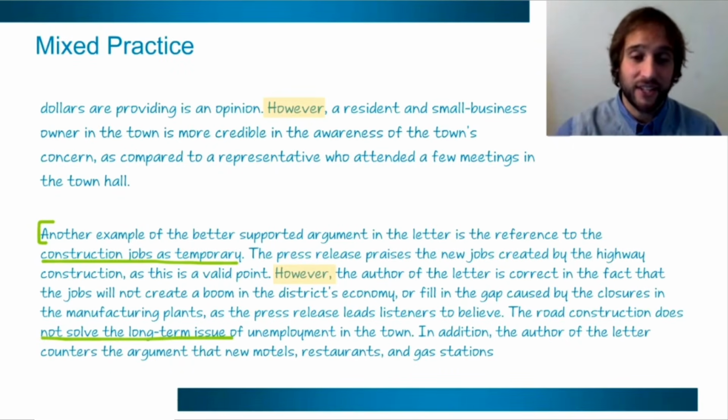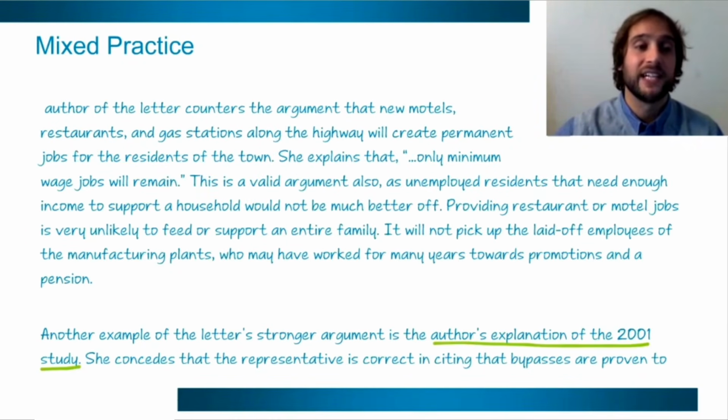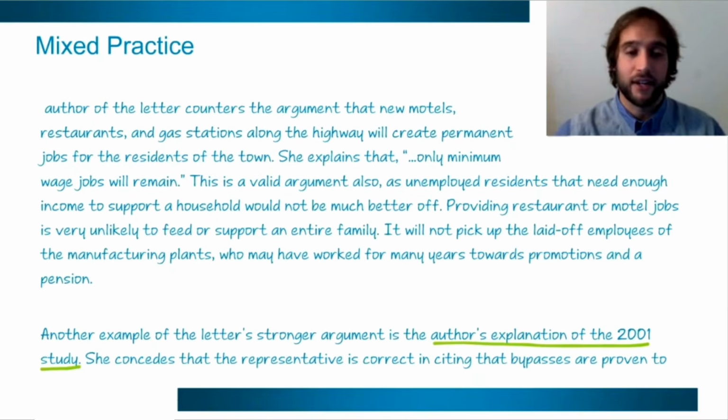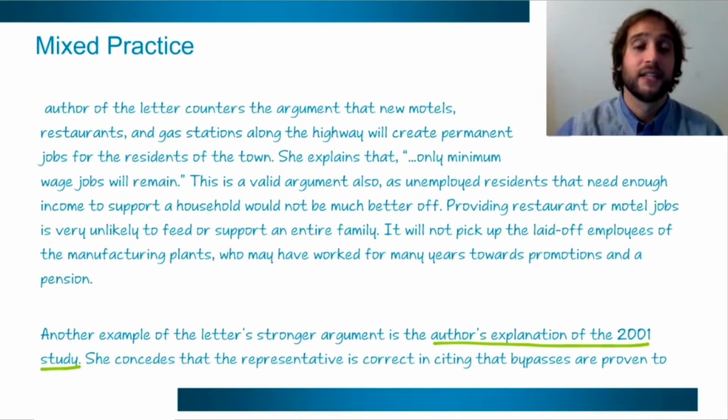In addition, look at this key language here. Another really great transition key phrase. In addition, the author of the letter counters the argument that new motels, restaurants, and gas stations along the highway will create permanent jobs for the residents of the town. That's strong evidence. We knew that was strong. She explains that, quote unquote, only minimum wage jobs will remain.